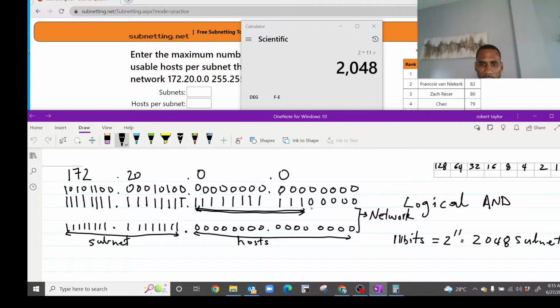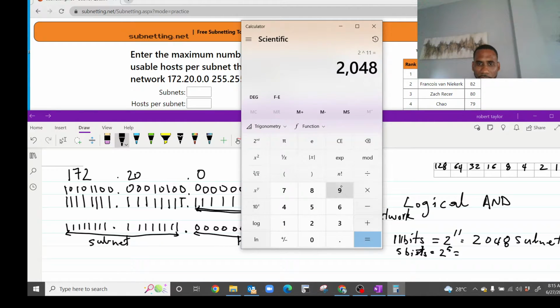Now, how many hosts can I have per subnet? This is the amount of host bits that I have left. Good. So this is 1, 2, 3, 4, 5. So I have 5 bits that I can use to represent hosts. All right, so I'm going to raise 2 to the power of 5, and that's going to give me the number of hosts that are on the network. So 2 raised to the 5.